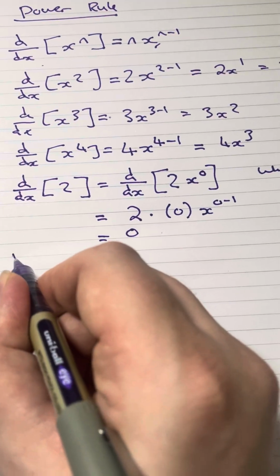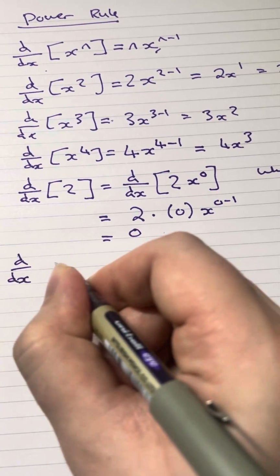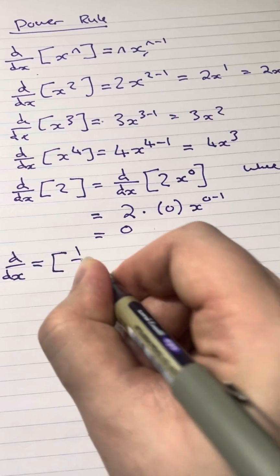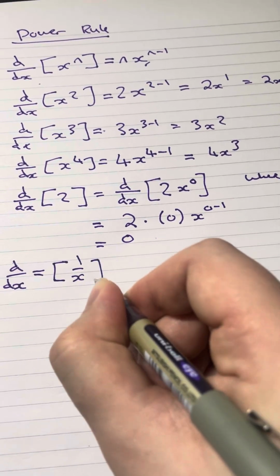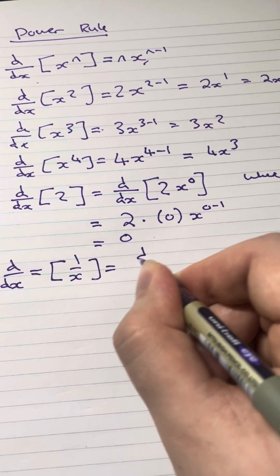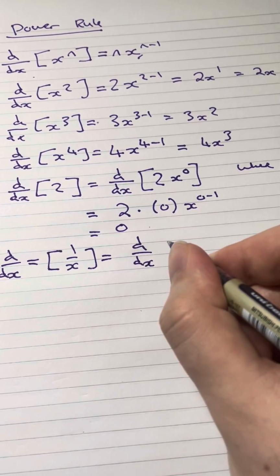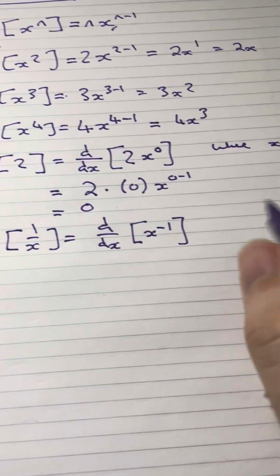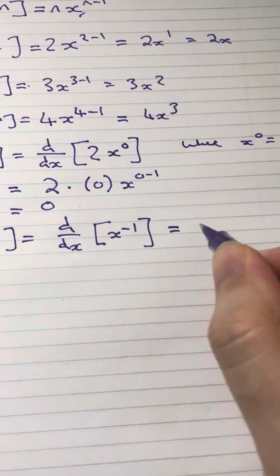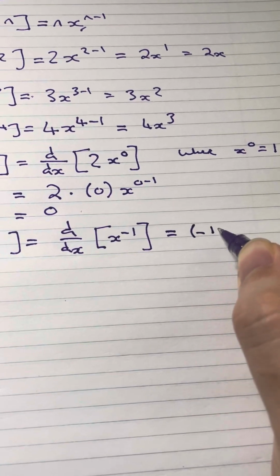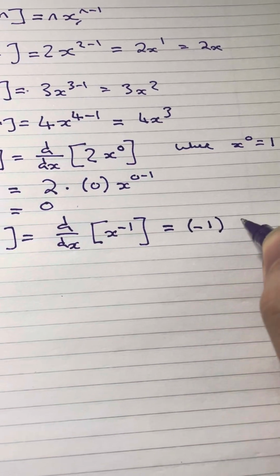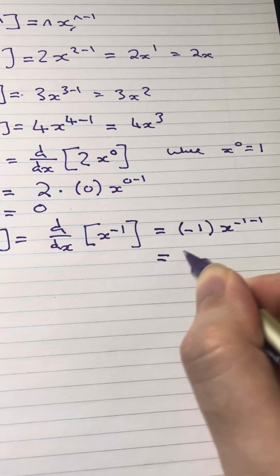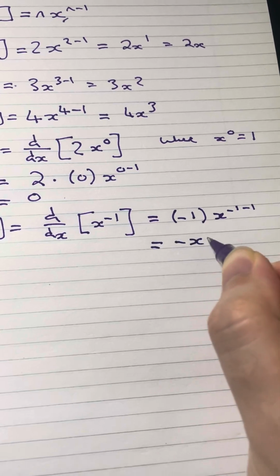Another example, if we do rational functions or fractions, so for example 1 over x. If we differentiate that using the power rule, another way we're writing this is x to the minus 1, which equals minus 1 times x to the minus 1 minus 1, which we get as minus x to the minus 2.